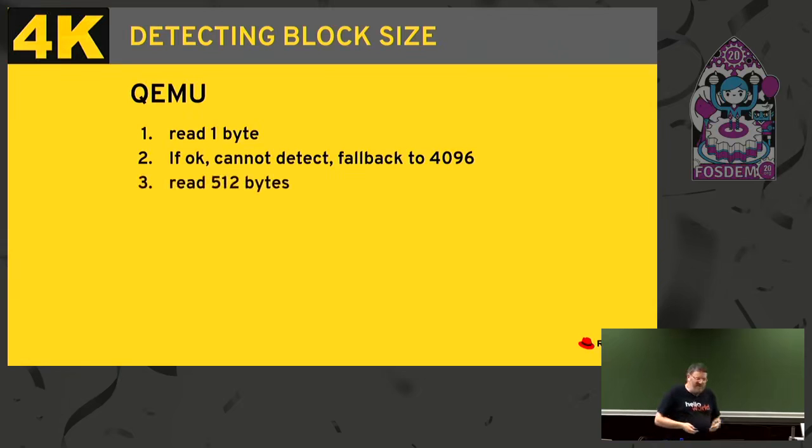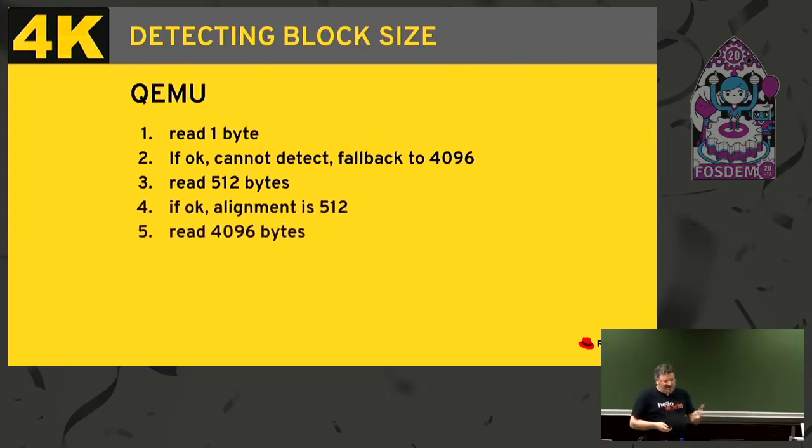Then we try the next value, and if it succeeds, we know that this is the block size. And if not, we try the next value. And if not, this is the value. And of course, if nothing works, QEMU will fail to use direct I/O with this image.